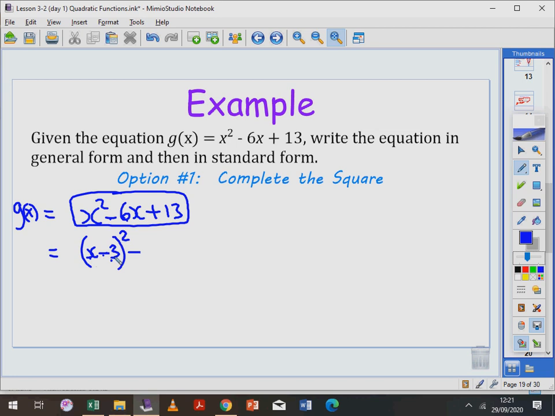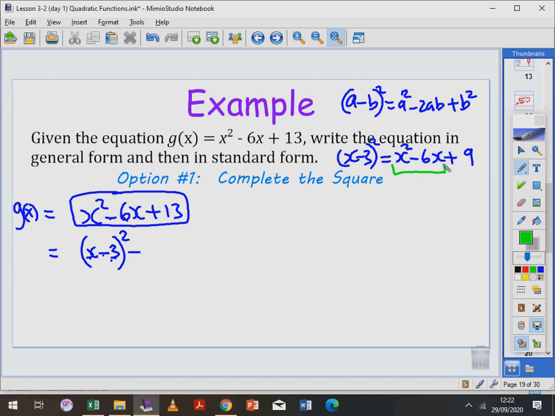Sidebar, because (a minus b) squared is a squared minus 2ab plus b squared. So if I expand x minus 3 squared, I will get x squared minus 6x plus 9. I am only interested in x squared minus 6x. I'm not interested in the 9. I'm interested in x squared minus 6x because that's what I had here, right? That's what I had there.